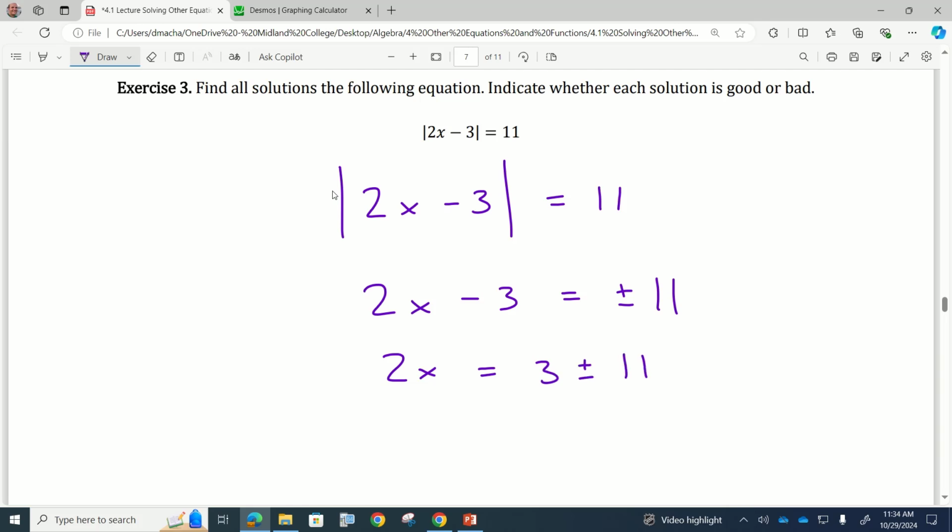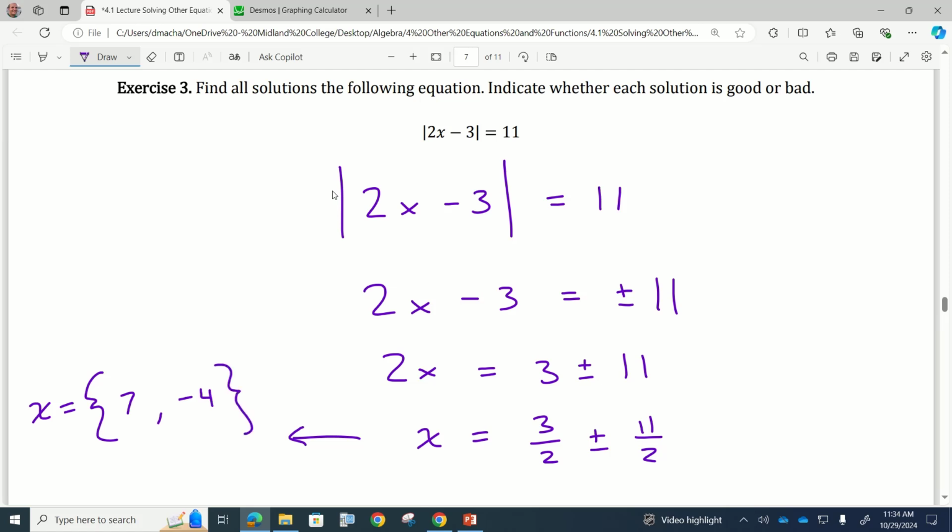Keep in mind that you don't make that plus or minus 14. Because the 3 is not part of the plus or minus business, right? The 3 is going to be strictly positive when I add 3 to both sides. And then I divide both sides by 2. And I get 2 answers, right? One of them is 3 plus 11 over 2. And one of them is 3 minus 11 over 2. So those are the 2 answers.